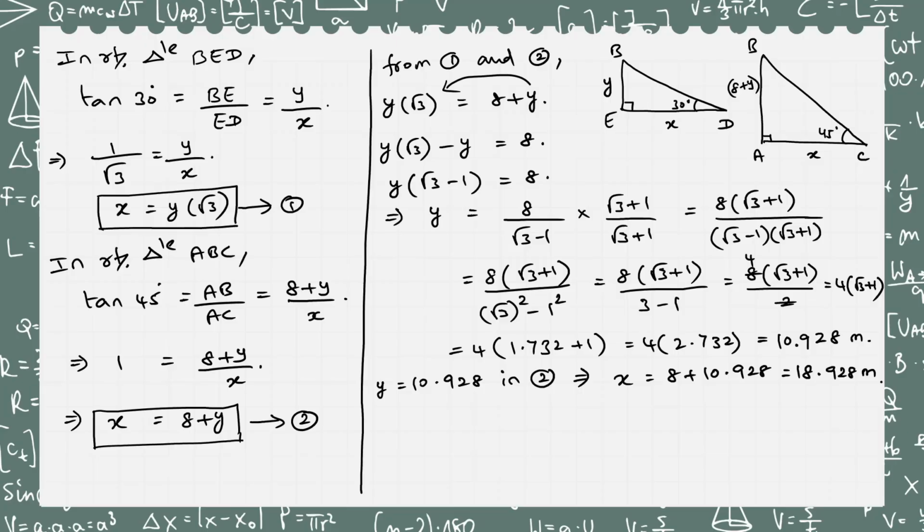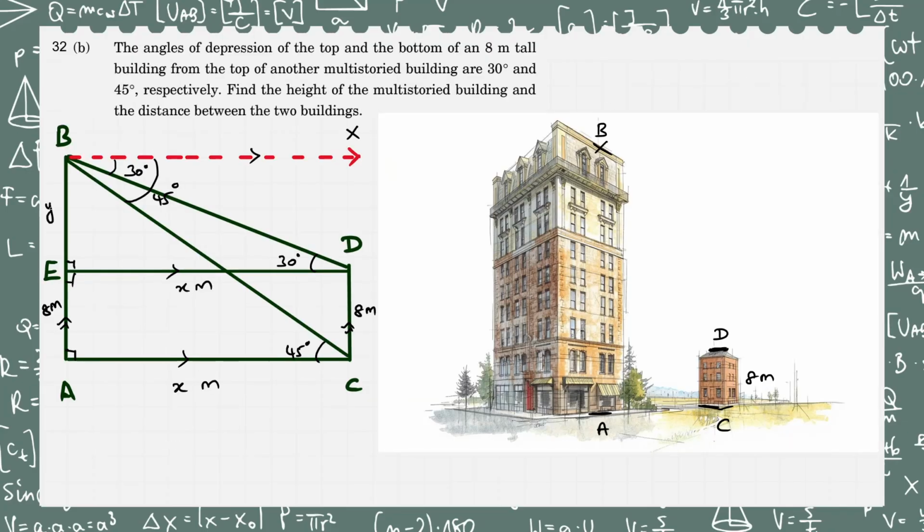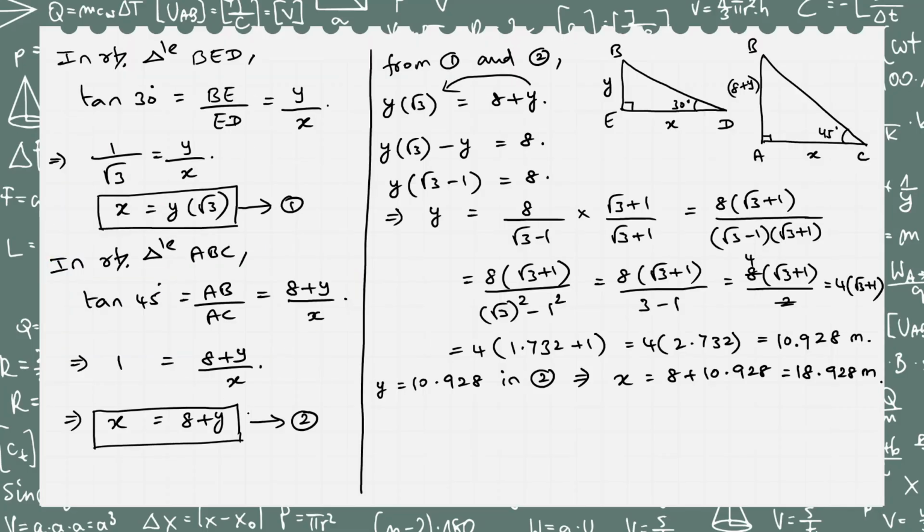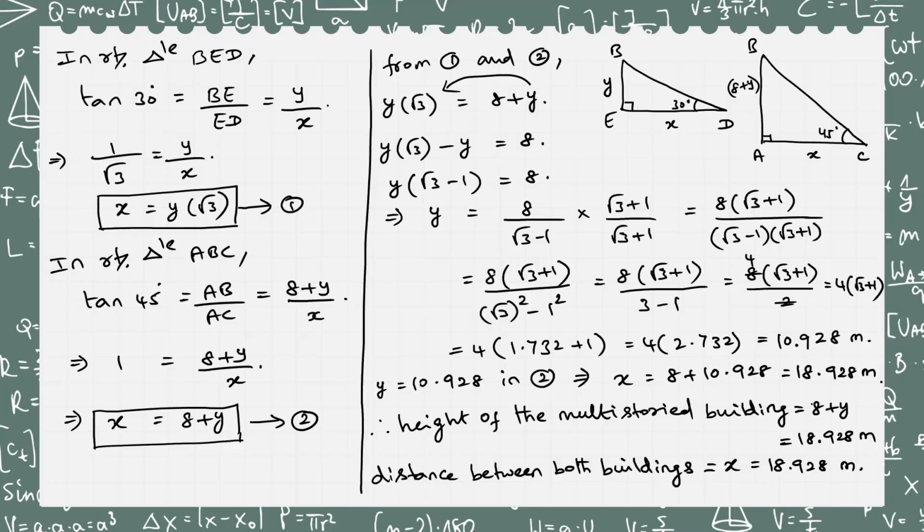Now we need to find out the height of the multi-storied building, which is 8 plus y. So what do you mean here? Height is 8 plus y and distance between the buildings is x. Both of them are equal to each other from equation 2. So height of the multi-storied building as well as distance between the buildings is the same. Okay, so let us write the conclusion. That is the end of the sum.